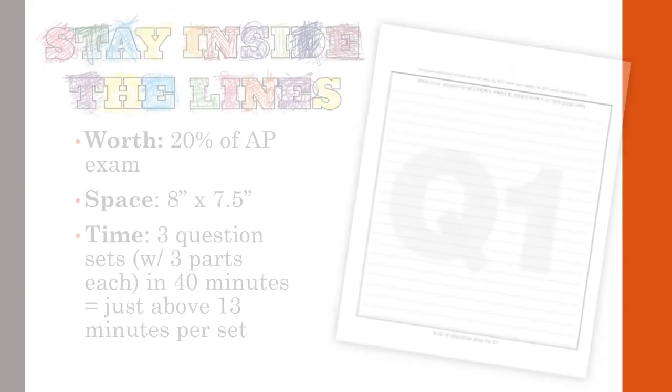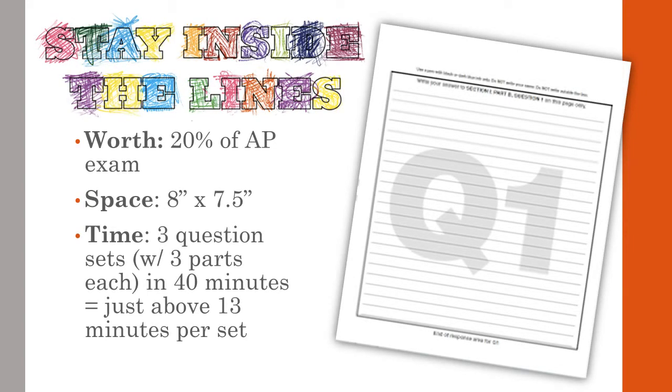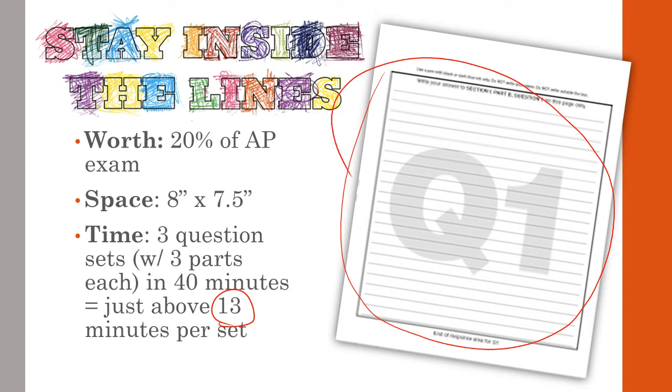understanding. On the AP exam, you're going to be asked to write within a box. It's about 8 inches by 7.5 inches. And on the exam itself, again, you're going to have to answer 3 question sets. And within those question sets, there are usually 3 parts. And you have about 40 minutes to be able to complete this. So in other words, if you do the math, it's just a little bit over 13 minutes per set. And you have this amount of space to be able to answer all 3 parts of the question.